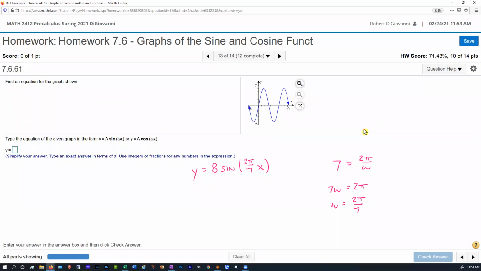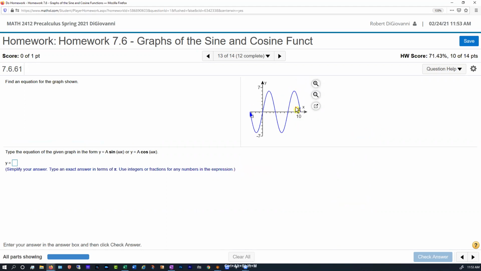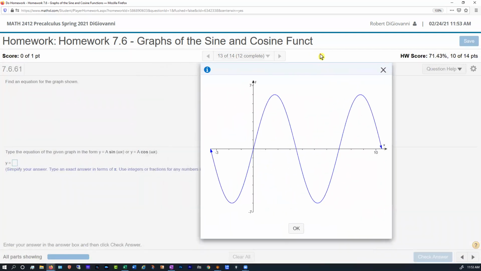All right, find the equation of the graph below, in the form sine or cosine. Let's see, okay, here we go. This looks like a sine function. It looks like the amplitude is 1, 2, 3, 4, 5, 6. It looks like 6 here and -6 here, so we're going to have 6 for our amplitude. It looks like a sine curve because it goes up and then down.